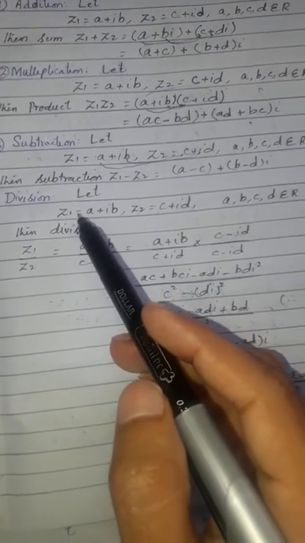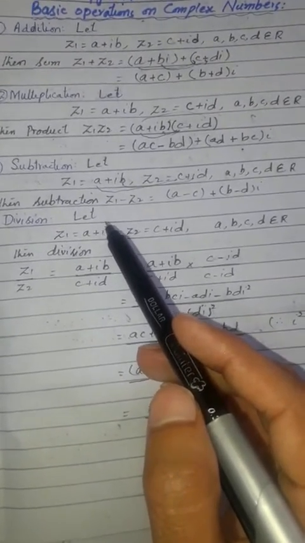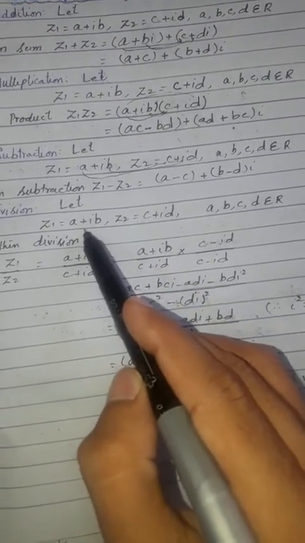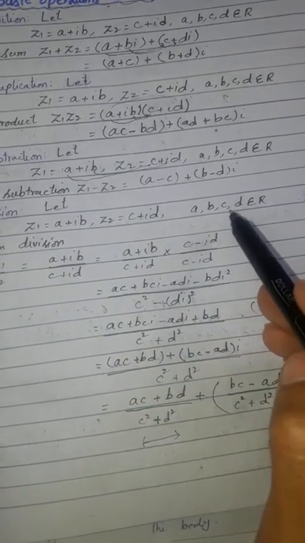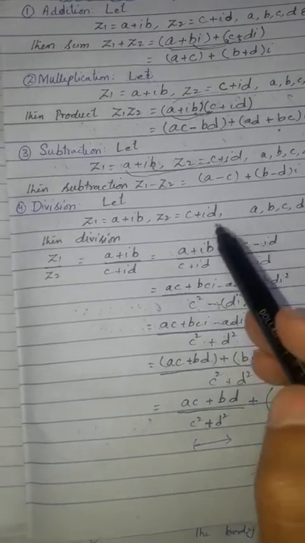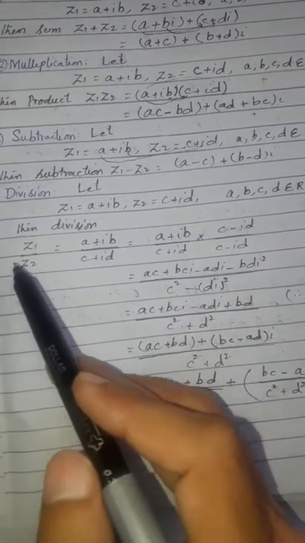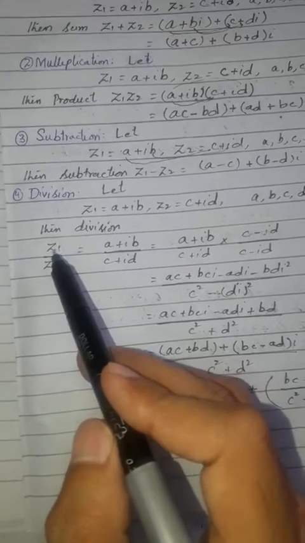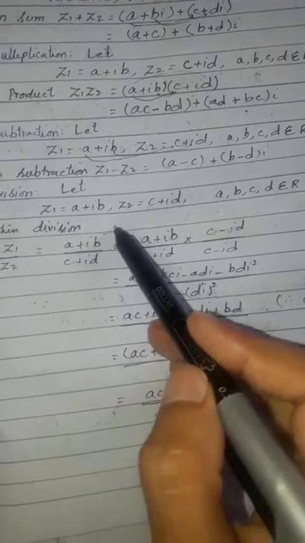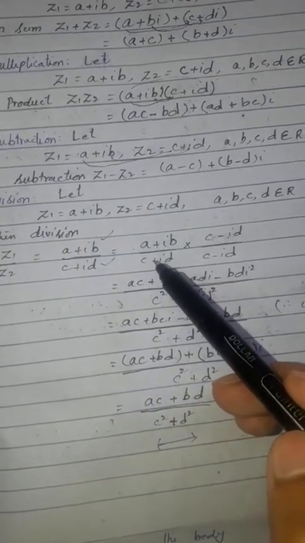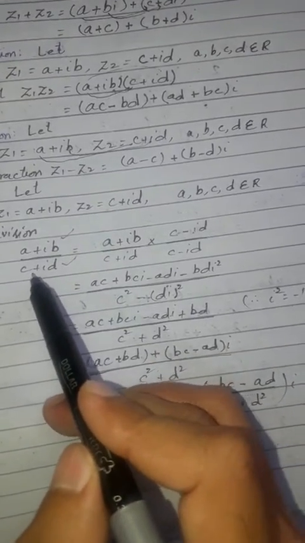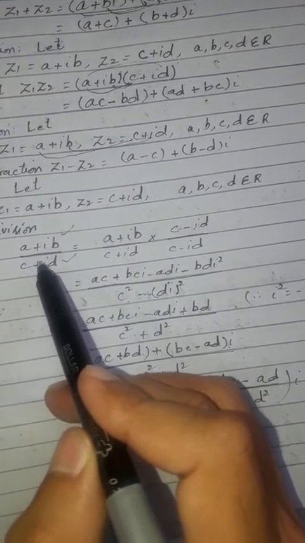Next, division. This is a little bit difficult. Let z1 be the first complex number and z2 another complex number, where a, b, c, d belong to real numbers. Then division can be performed like this: the first complex number divided by the second complex number, z1 upon z2. This is the first complex number, this is the second complex number. How can we perform it? Firstly, this is a very important point in the division operation.